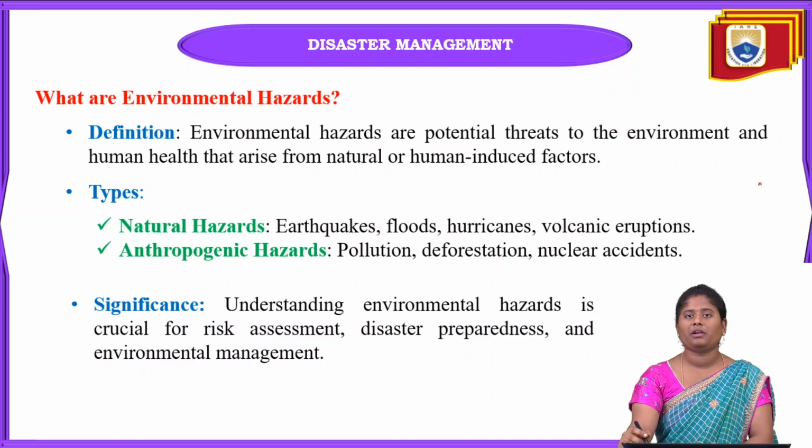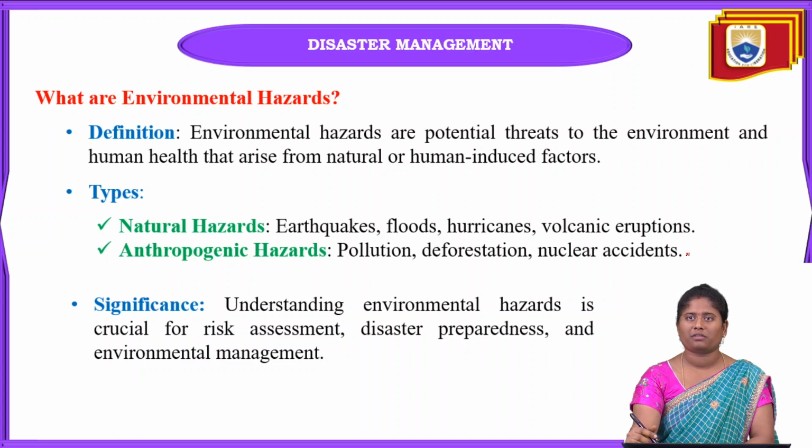The different types of environmental hazards: in natural hazards, we can see earthquakes, floods, hurricanes, and volcanic eruptions. And anthropogenic hazards are nothing but man-induced hazards. These are caused by humans, due to deforestation and pollution, whether water pollution, air pollution, or noise pollution. These pollutions are very hazardous towards the environment.